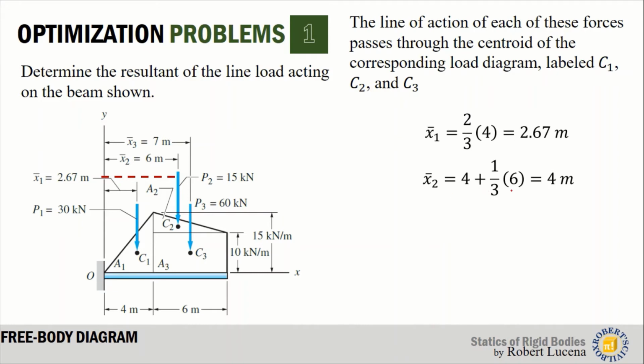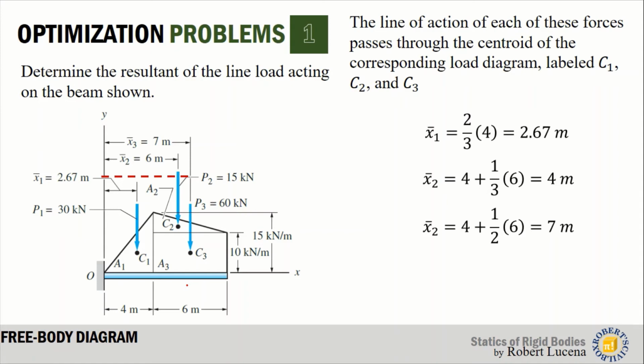So why did I use point O to measure the values of x bar? You can also set a different datum. For example, you measure it from this axis. It's all okay as long as you are consistent with the datum. Okay? So how about x3? x3 is in the middle of this rectangle. So that would be 6 divided by 2. So 1/2 of 6 plus 4. So we get 7 meters.